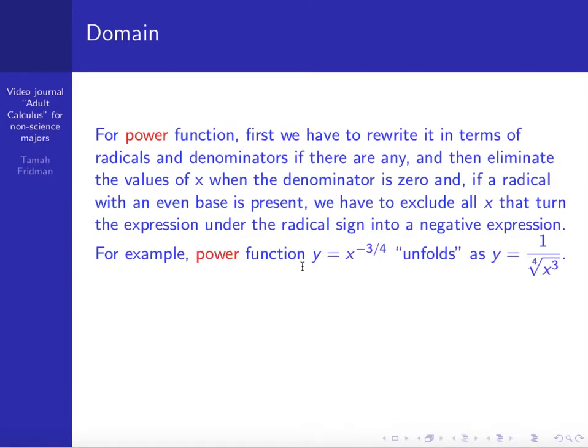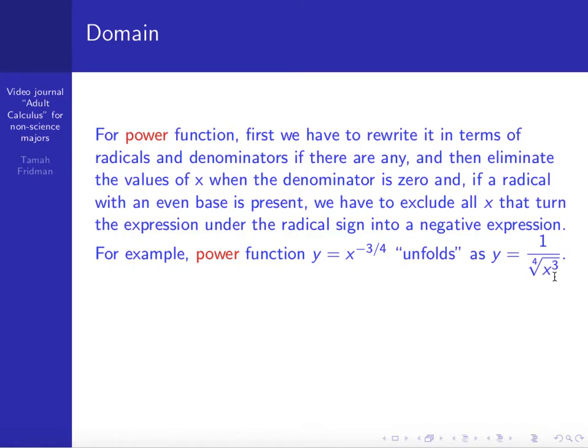So for example, power function y equals x to the -3/4 unfolds, so it will be rewritten as, because we have a minus, we send it to the floor below. So now it's 1 over x to the 3/4. Now we further unfold, we open this umbrella, and 4, which is the denominator of the power, will be the base of the radical, right? And so the 4th root of x cubed.